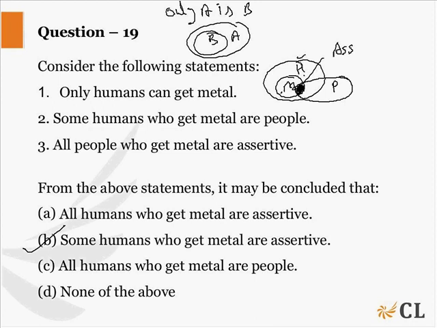The explanation, what I am saying is, the first statement is only human can get metal. So metal will come inside, human will get outside. Then some human who get metal are people. There are some human, this part, who get metal are people. Clear about it? Okay, got it now.